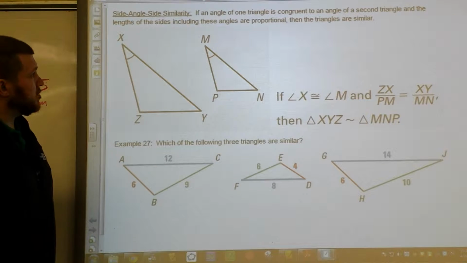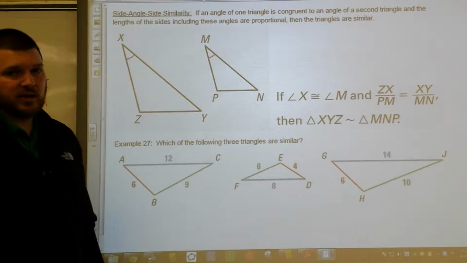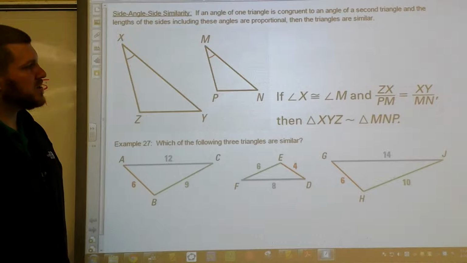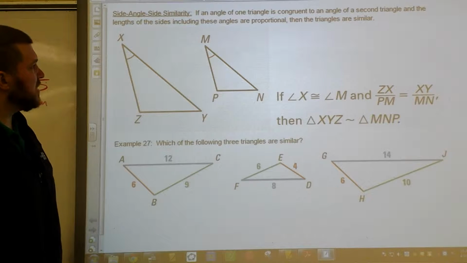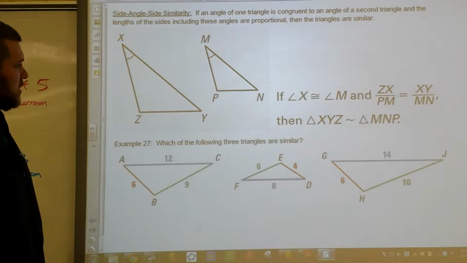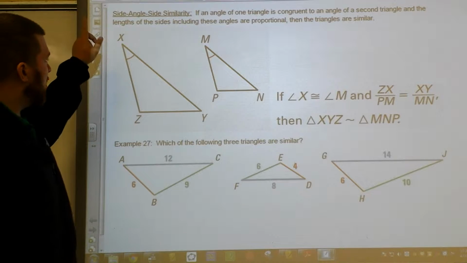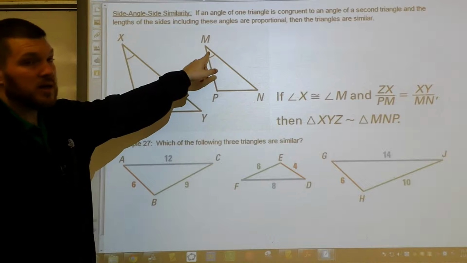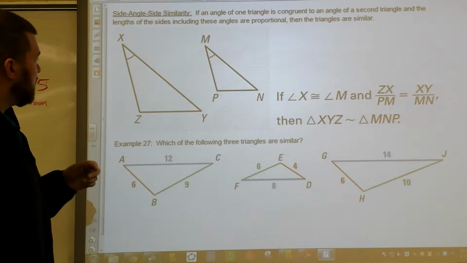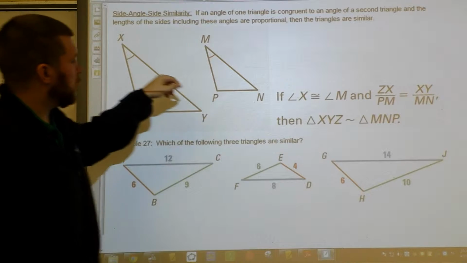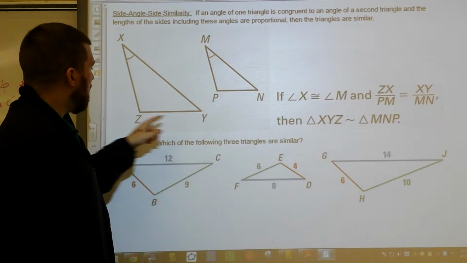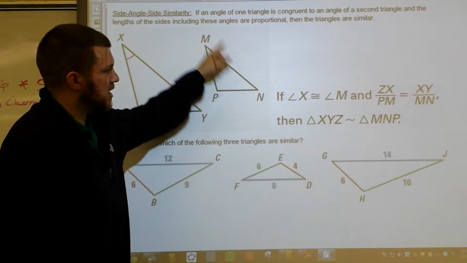The next rule we're introducing is called side-angle-side similarity. If one angle of one triangle is congruent to an angle of a second triangle, and the lengths of the sides including these angles are proportional, then the triangles are similar. For instance, if angle X is congruent to angle M, just one pair of angles, and I also know that ZX is proportional to PM, and XY is proportional to MN.